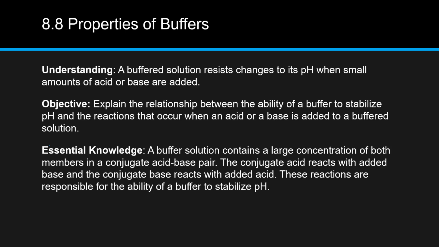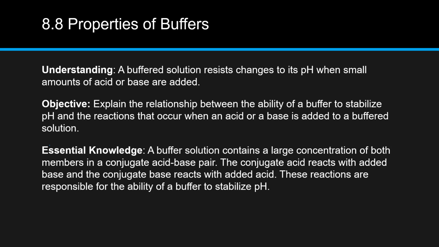So the key idea is that a buffer is a solution that resists changes in pH when small amounts of acid or base are added. You can think of a buffer like a chemical shock absorber. It prevents large swings in pH. This happens because a buffer contains relatively large amounts of both a weak acid and its conjugate base, or a weak base and its conjugate acid.